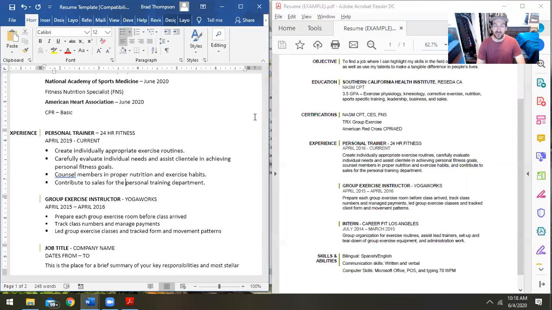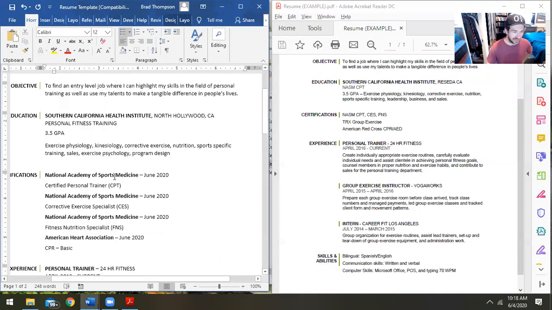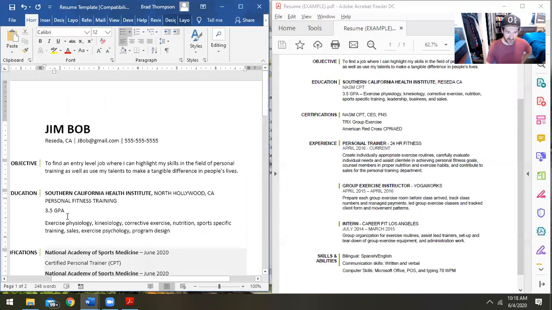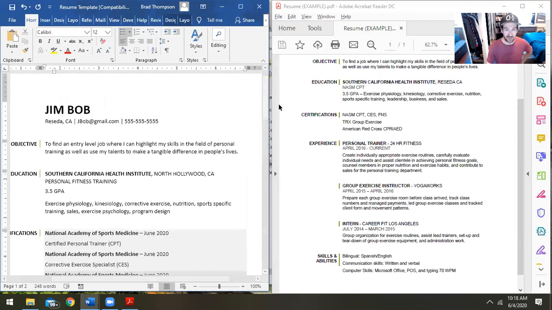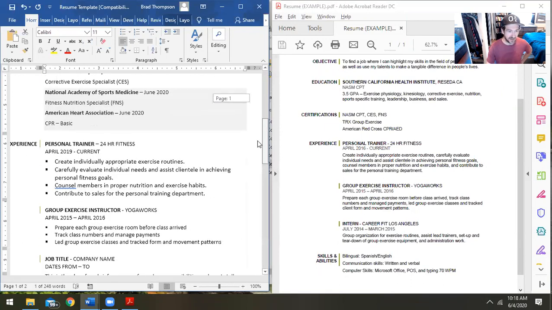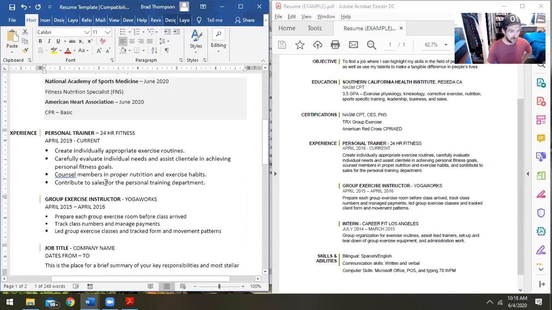If I'm scanning this, I'm going to be like, all right, so they're highly certified in corrective exercise. They've studied physiology and stuff like that. They're looking for an entry-level job. I want to make sure they know how to do sales. All right, they got sales listed there. And, oh, cool, they contributed to sales for the personal training department, right? Just makes it really easy for me to read.